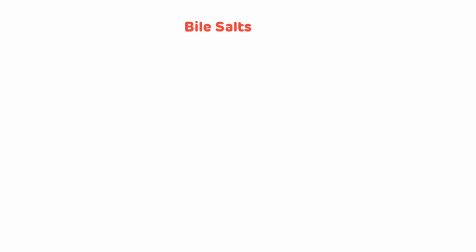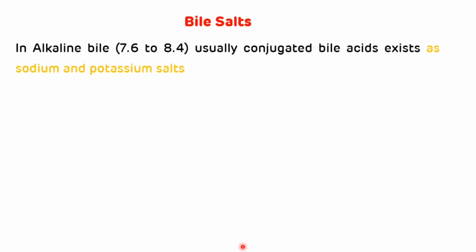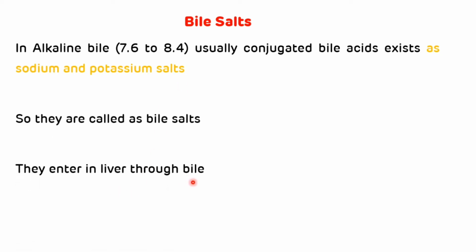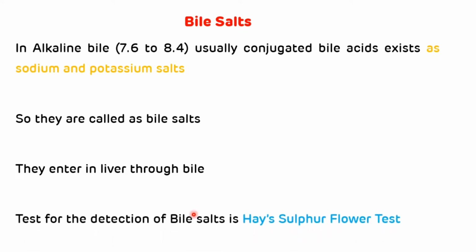First, test for the bile salt. In alkaline bile, usually conjugated bile acids exist as sodium and potassium salts and they are called bile salts. They enter the liver through the bile. And the test for the detection of bile salts is Hay's sulfur flower test.